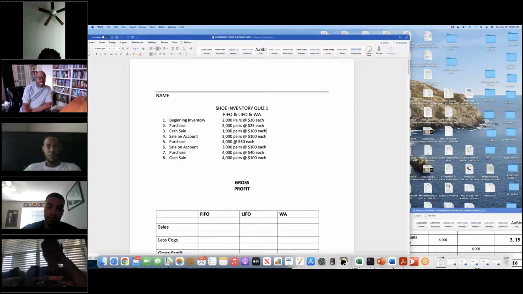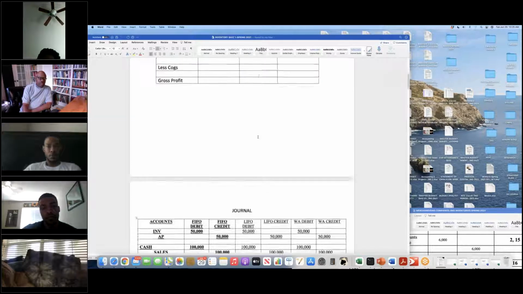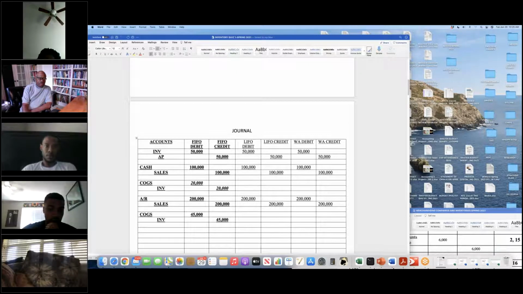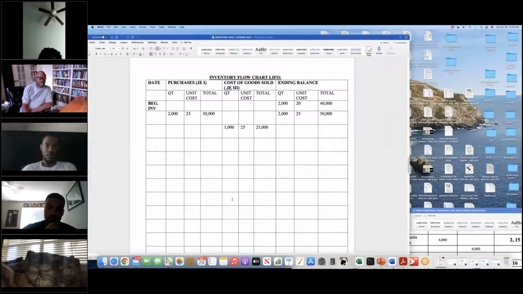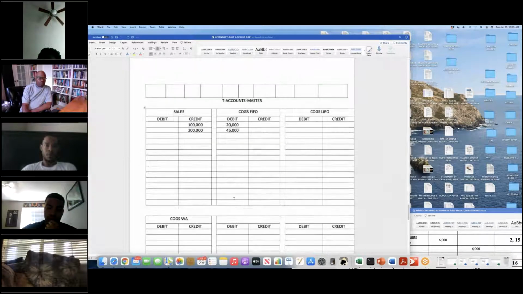Then we had a second sale on account, 2,000 pairs at 100. And so I think we did this for you. It was 2,000 pairs at 100. That was 200,000. So we debited accounts receivable, credited sales for 200,000, and we carried that also to the sales T account.